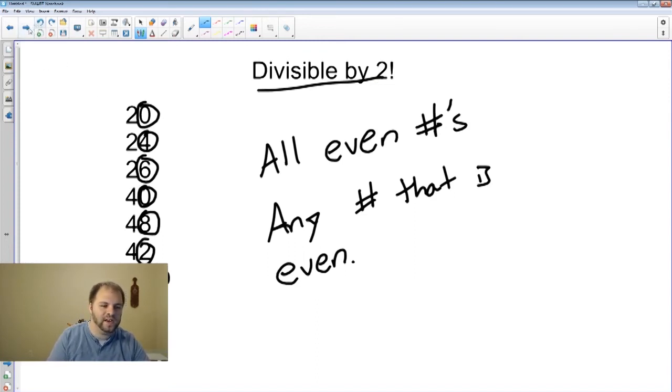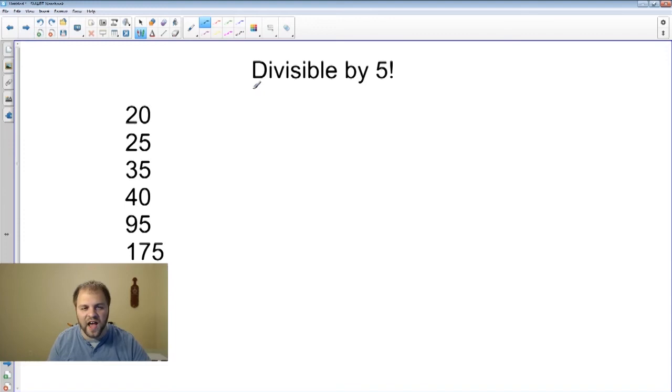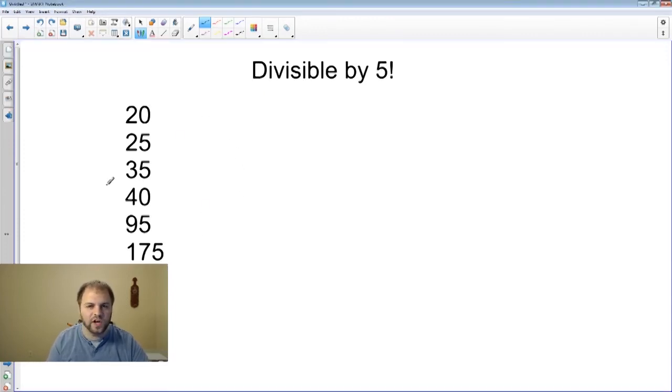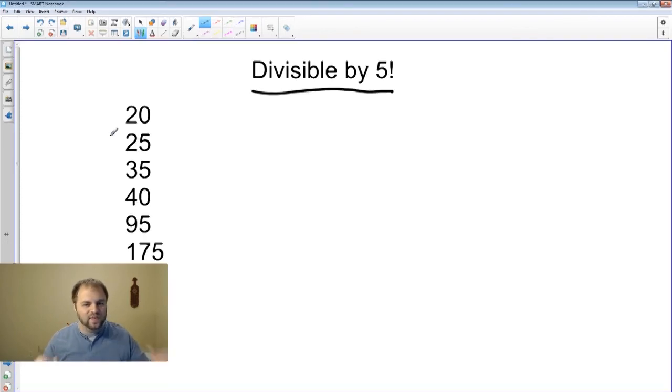Let's go ahead and move on to the next one. Divisible by 5. And once again, we've got a whole set of numbers here: 20, 25, 35, 40, 95, 175, 610, 400, 265. As I was reading out the numbers, it's very easy to recognize what's in common here. Once again, it deals with the last number, the ones digit of a whole number, and it's either 0 or 5.